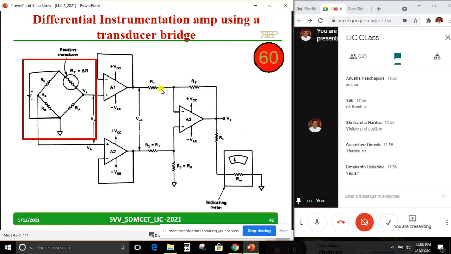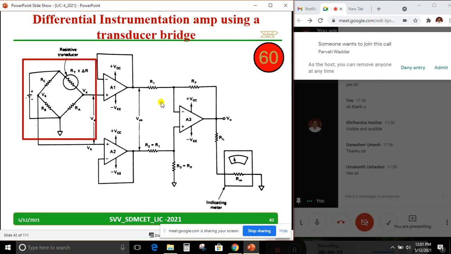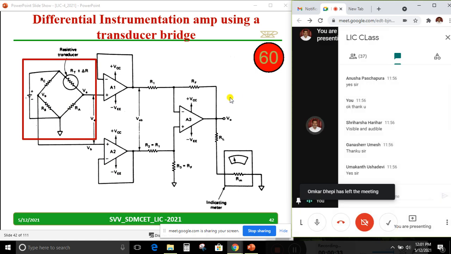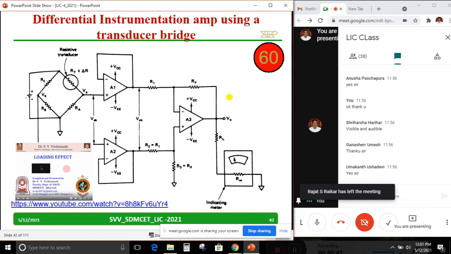Last class we discussed the circuit diagram of a differential instrumentation amplifier using a transducer bridge. We have taken two op amps as voltage followers, we have the bridge circuit, and we have a differential amplifier. In the previous class, all of you copied the circuit diagram, and I also told you about the voltage followers we are using in this particular instrumentation amplifier.